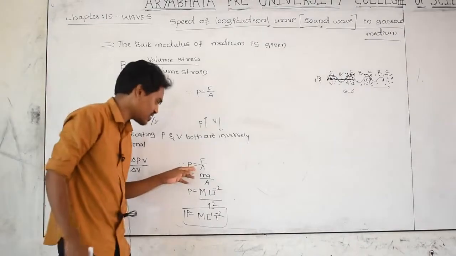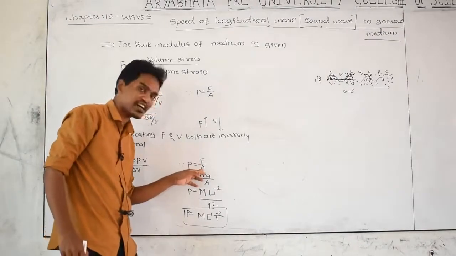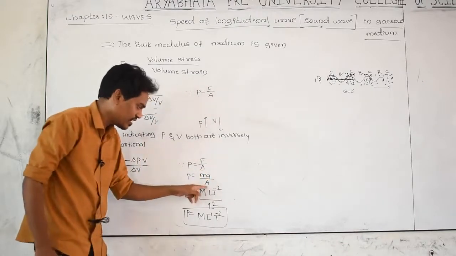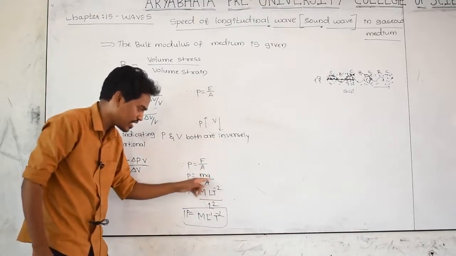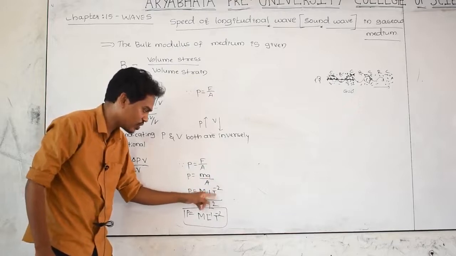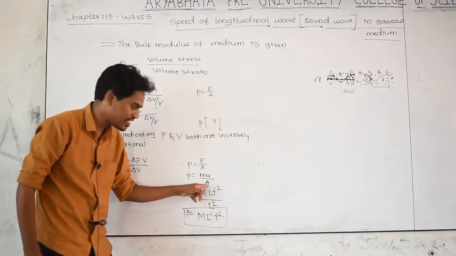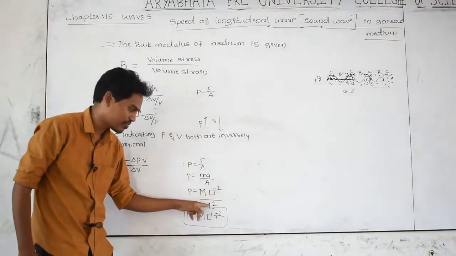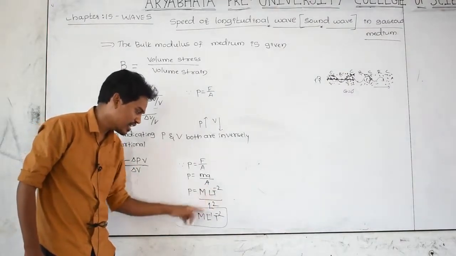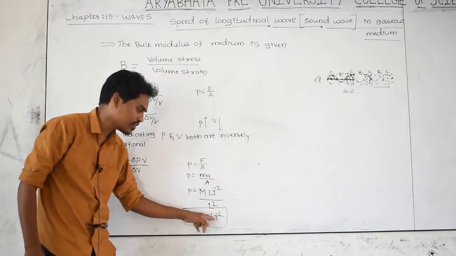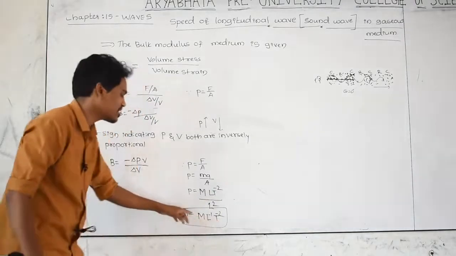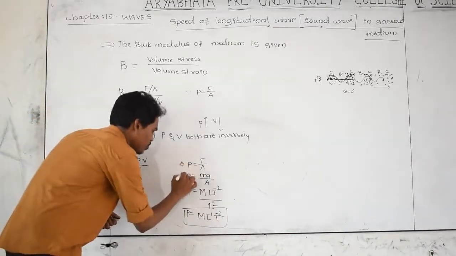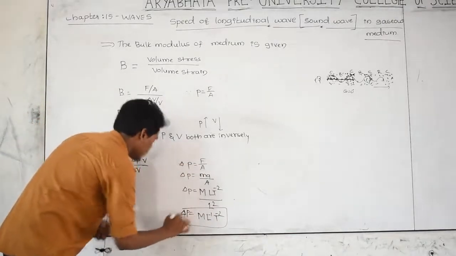Dimensional formula of pressure: P is equal to force per unit area, F equal to MA, M is mass, means capital M, A is acceleration, LT raised to minus 2, area is side into side, that is L into L, that is L square. Take L square to the numerator, that is P is equal to M L raised to minus 1, T raised to minus 2. This is the dimensional formula of pressure, means delta P.